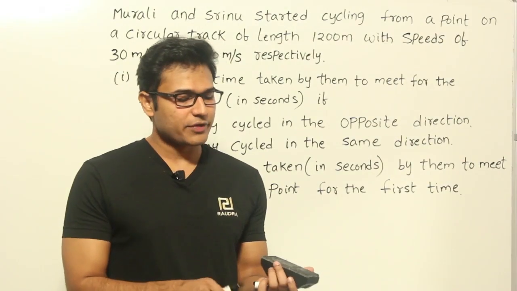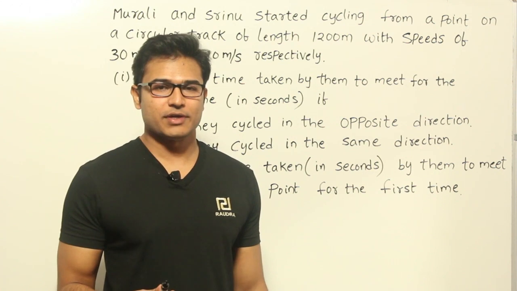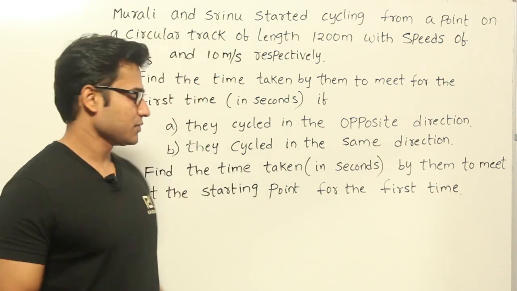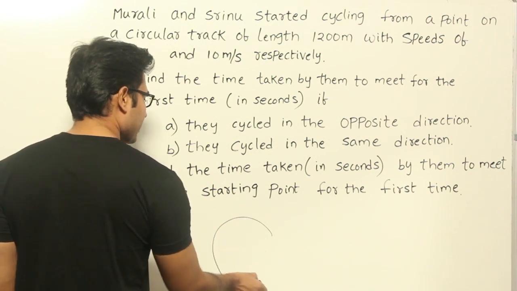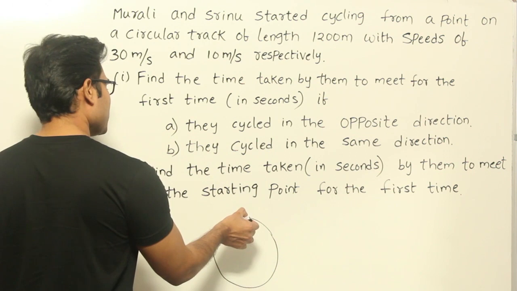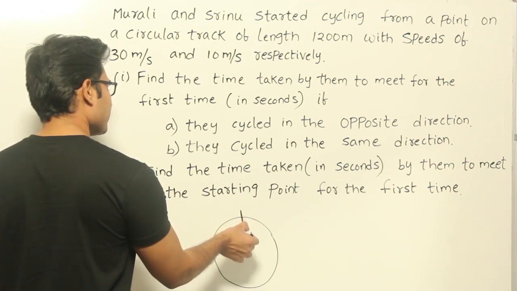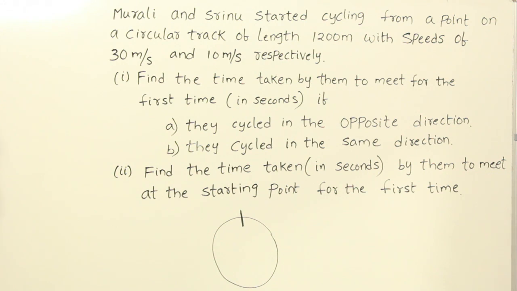Now let's see the model of questions where two or more people are going to run on a circular track. What kind of questions they can ask you here is, let us say there is a circular track. Now assume that two people are starting from the same point.